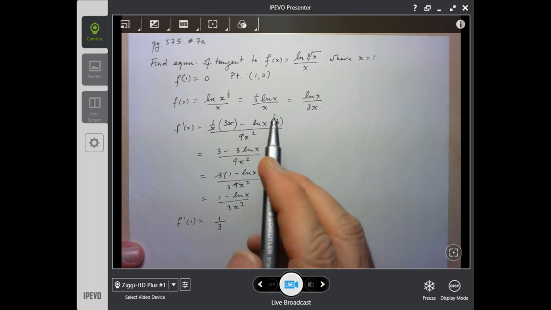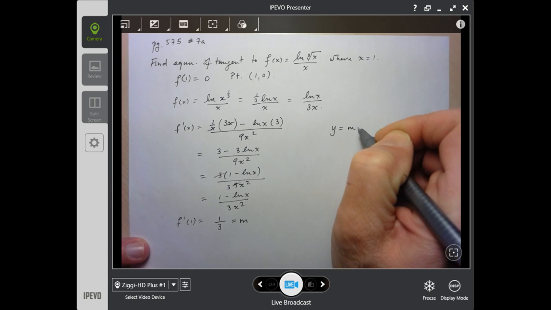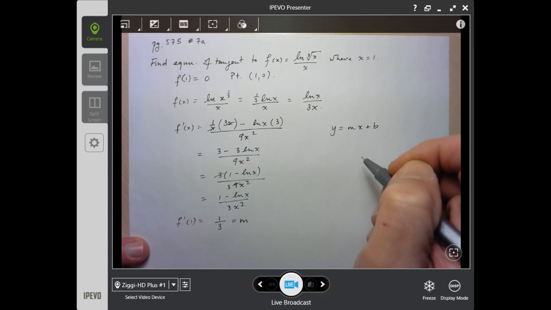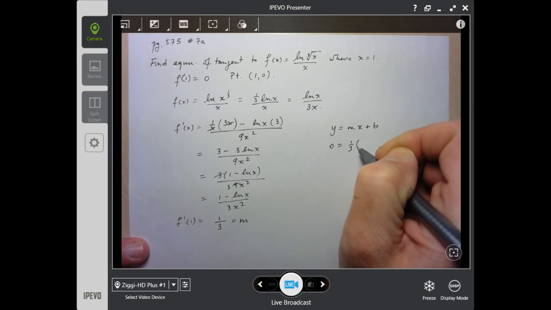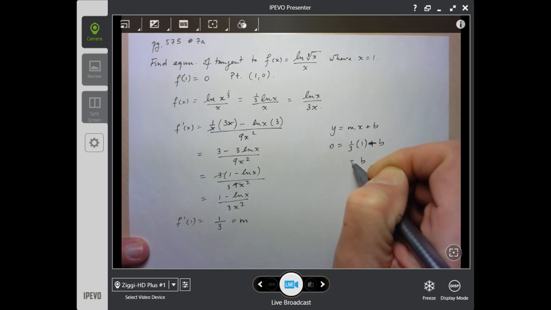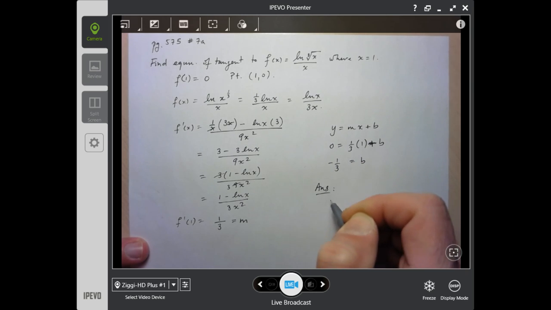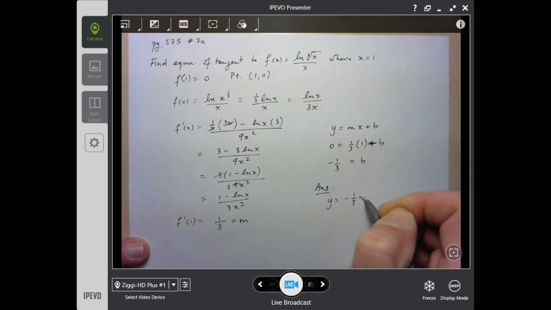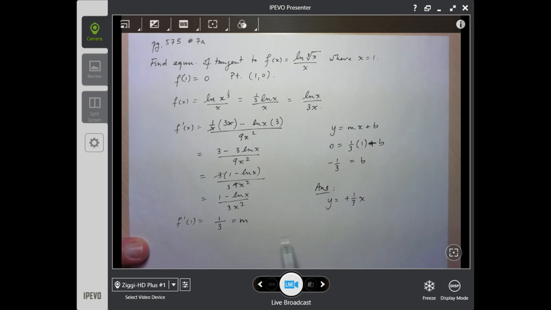Okay, so now we've got our point, and we've got the derivative, which of course is going to be our slope. And so now we can find the equation of the line by plugging everything into y equals mx plus b. All right, so our y value is equal to 0, our slope is equal to 1/3, and our x value is equal to 1. Oops, sorry, plus b. Okay, so that means b is just equal to negative 1/3. And so our final answer here is y equals 1/3 x, because our slope is 1/3, and then minus 1/3, which is our b value.